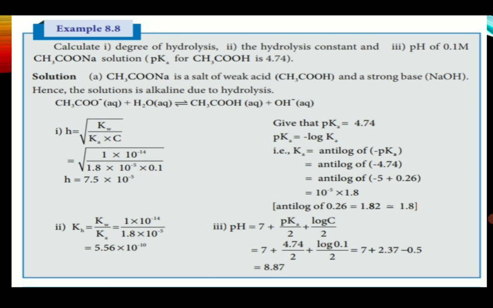The last example, example number 8.8, is given as a sum. You please go through it, otherwise we will see it in the regular class. It is also very simple. We have to substitute everything in the equation. It's a formula. h is equal to square root of Kw by Ka into C. See, the values are given in the sum. You substitute.